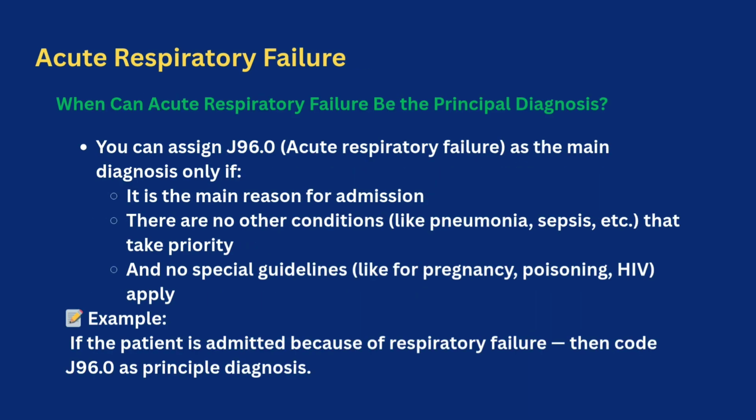Next is acute respiratory failure, when it should be given as a principal diagnosis. Acute respiratory failure J96.0 should be given as a principal diagnosis only if it is the main reason for admission, there are no other conditions like pneumonia, sepsis, etc. taking the priority, and no specific guidelines like pregnancy, poisoning, or HIV are applying along with this.